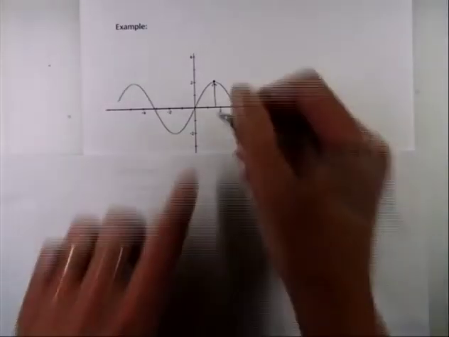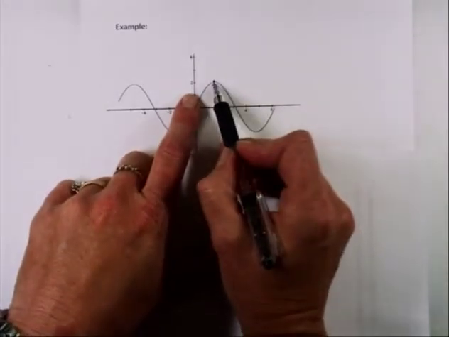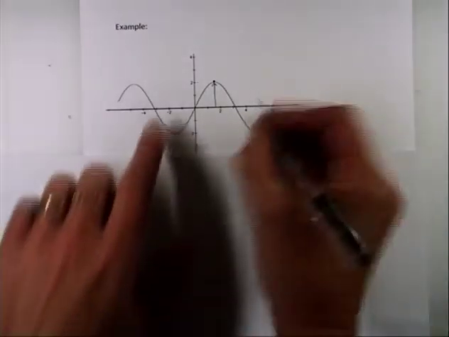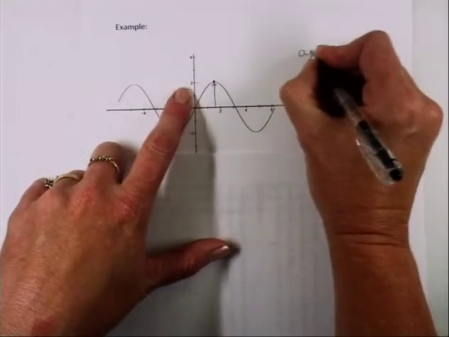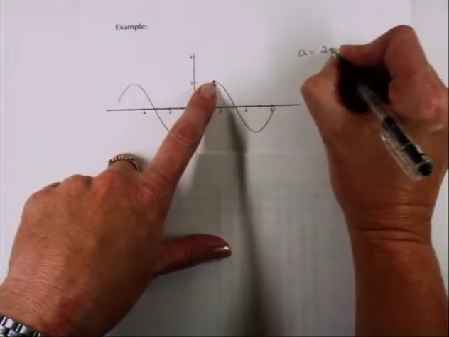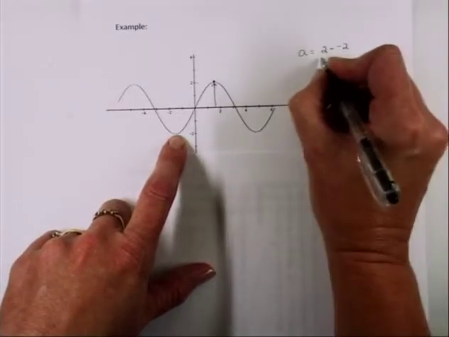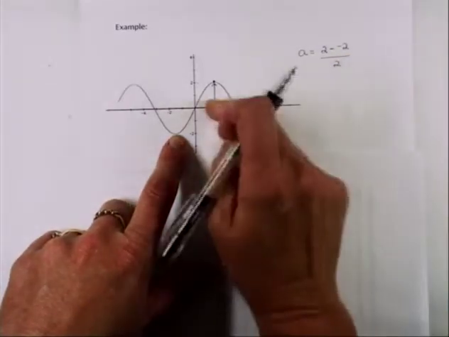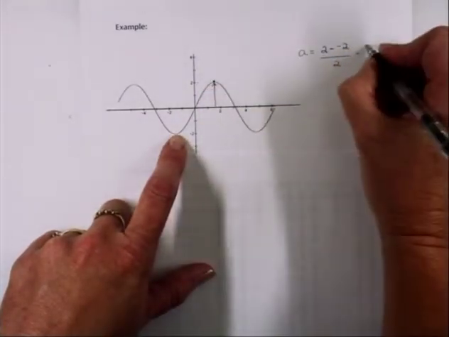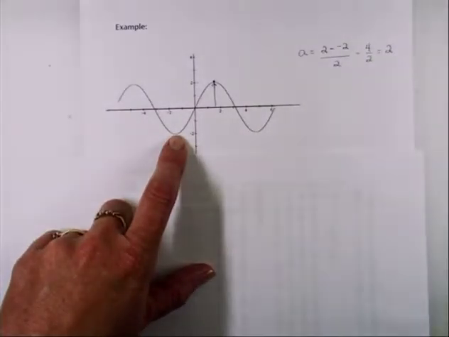So I'm trying to figure out how high above the axis the graph lies. I can clearly see it's 2, but let's say I couldn't tell that. How could I calculate it? My amplitude is equal to the maximum value, which is 2, minus the minimum, which is -2, and I want half of that, because I'm only talking about half of the curve. So 2 minus -2 is 4, over 2, amplitude is 2.